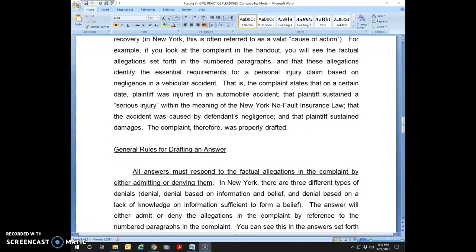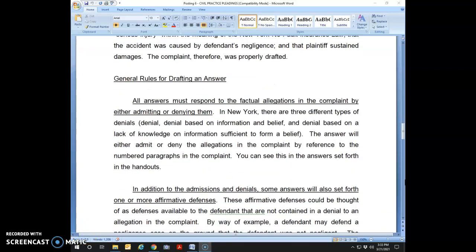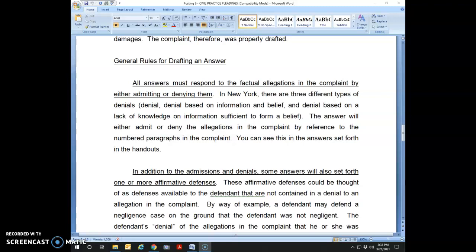This is going to be video 2, Civil Practice, weeks 9 to 10, pleadings, and we left off with some general rules for drafting a complaint. Now we have general rules for drafting an answer. So now let's put ourselves in the position of a lawyer or lawyers representing a defendant in a civil case.